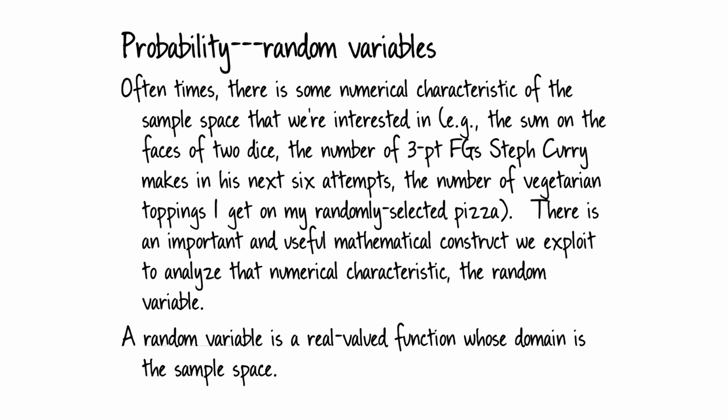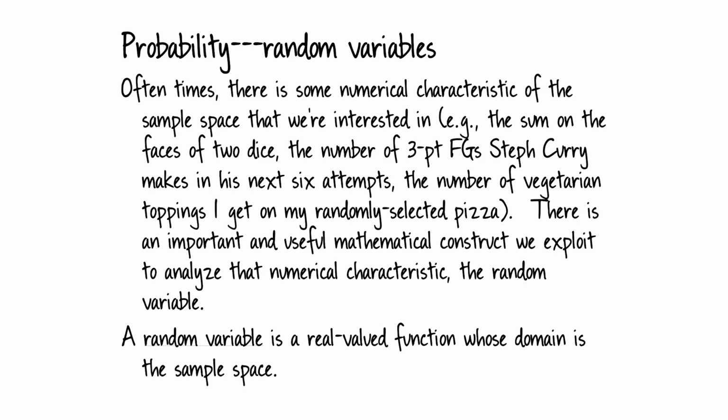Okay. So as I said, I'm going to start talking about this mathematical construct called a random variable. Oftentimes, there's some numerical characteristic in the sample space that we're interested in. We've seen examples of different sample spaces, and for some of them we can talk about a numerical characteristic that we might be interested in, like the sum of the faces of 2 dice, or the number of 3-point field goals that Steph Curry makes in his next 6 attempts, or the number of vegetarian toppings I get on my pizza. There's an important and useful mathematical construct that we use to analyze those numerical characteristics, and it's called a random variable.